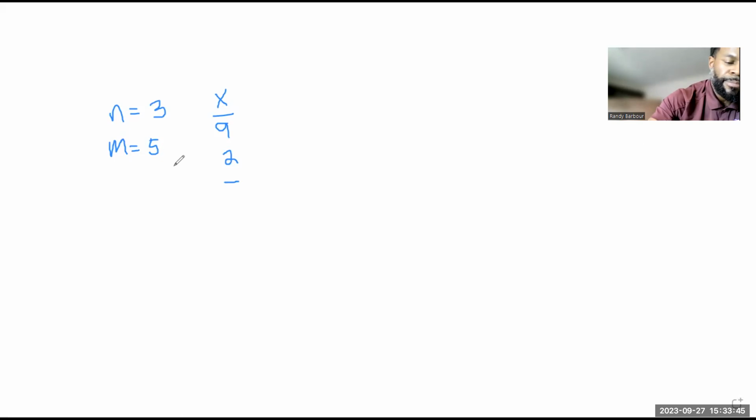In this example, again, I know my first score is nine, my second score is two, and I don't know my third score. What is that third score? How would I find that third score?